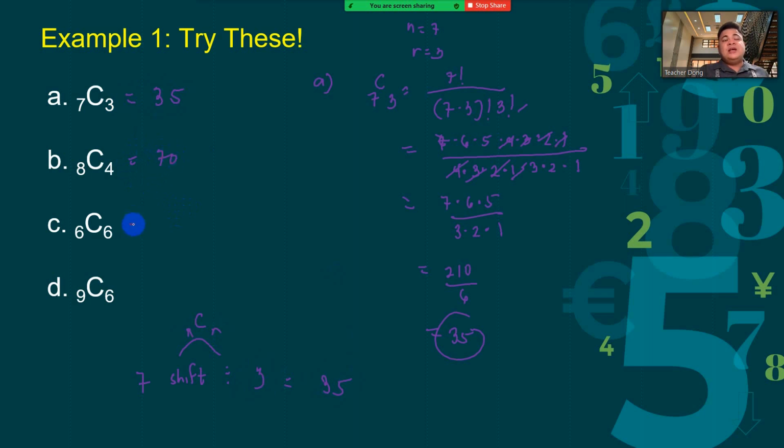Very good. Then for letter C, it's a property. Combination of 6 taken 6, n and r are the same. So therefore, this is 1, the same as permutation. Then the combination of 9 elements taken 6 at a time is, what is it? 84. As simple as that. If you don't have the calculator, you can just simply use the formula to get the combination of objects or elements.